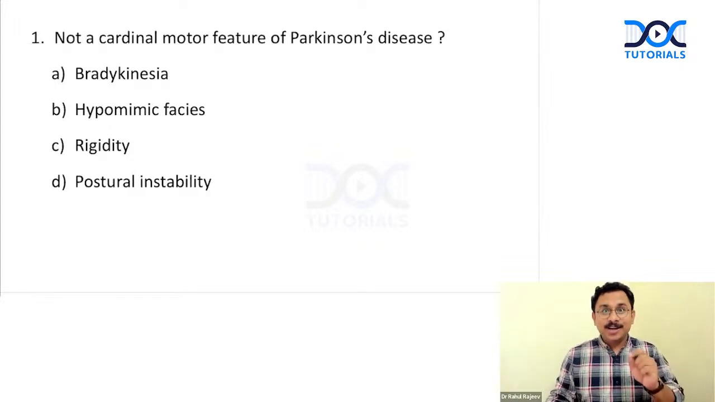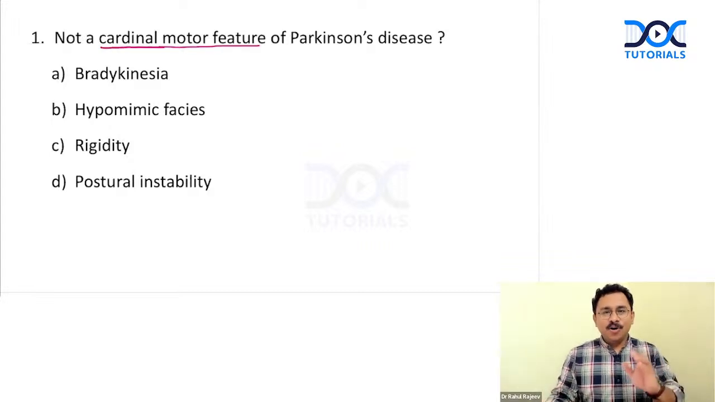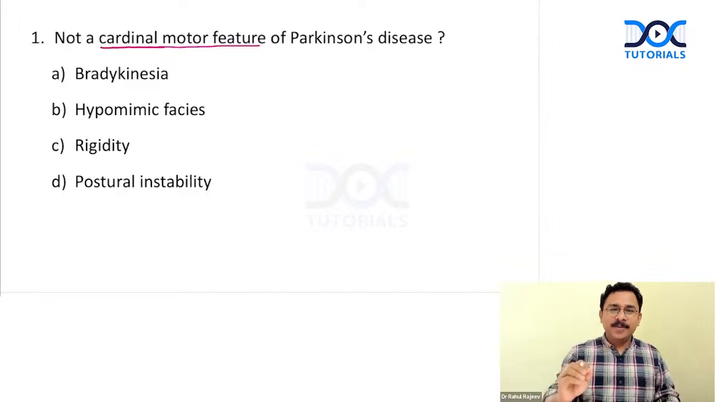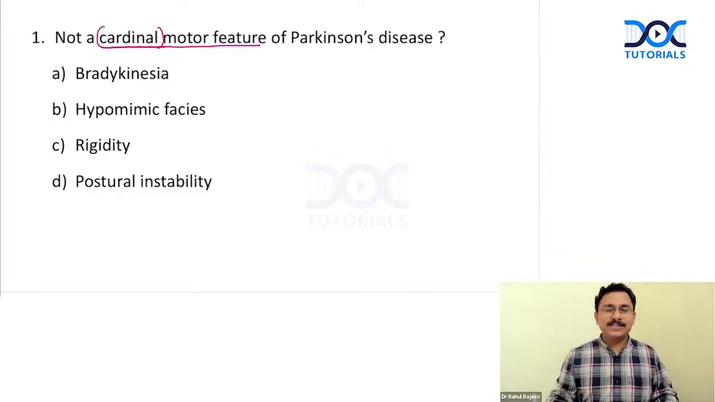You have got to read the question carefully here. I'm asking about cardinal motor features. Okay, cardinal motor features. So the point is that all the options which are listed here, options A, B, C, and D, all of these are actually motor symptoms of Parkinson's disease. But the key word in the question is cardinal motor features.